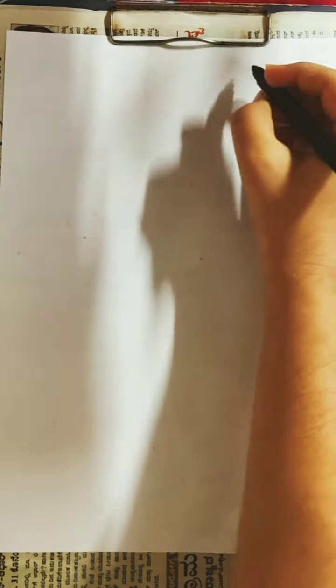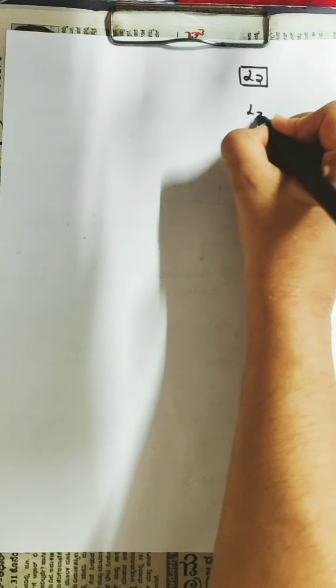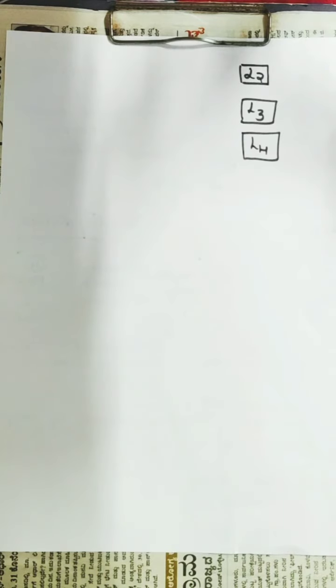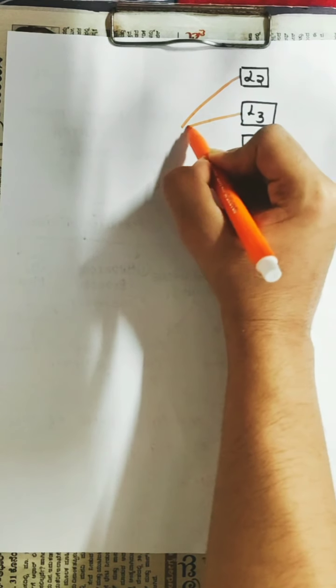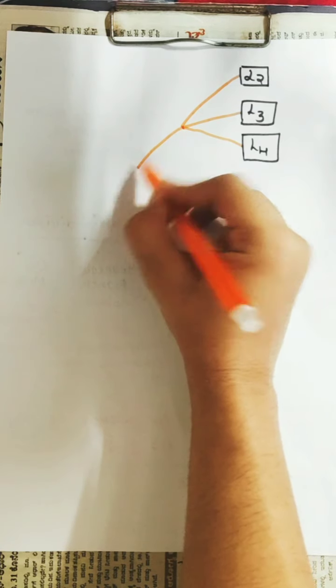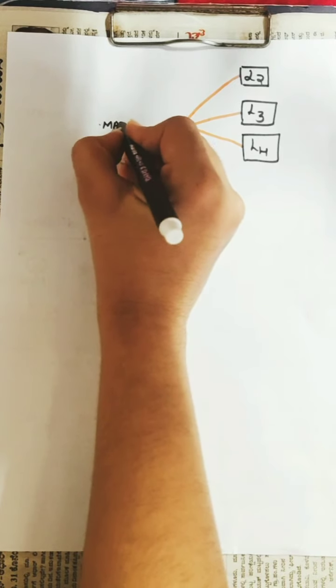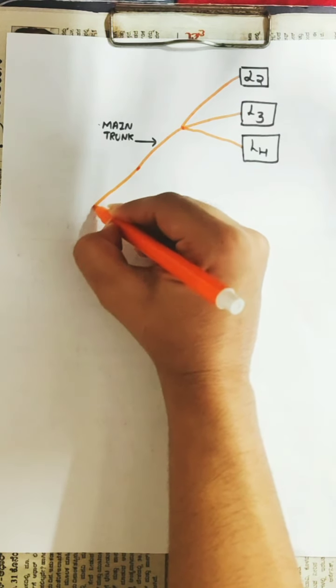So we'll do the diagram. Mainly it arises from L2, L3 as well as L4 nerves, lumbar vertebrae. From these three it combines to form a single main trunk, and further, as I said, it divides into two branches.